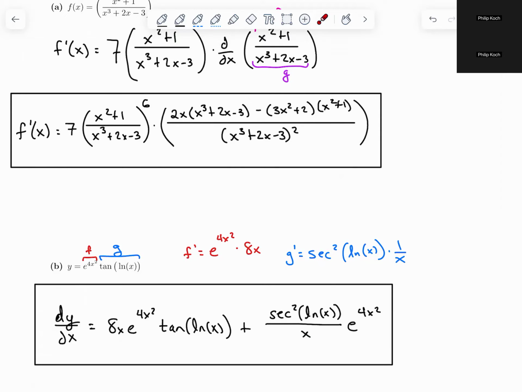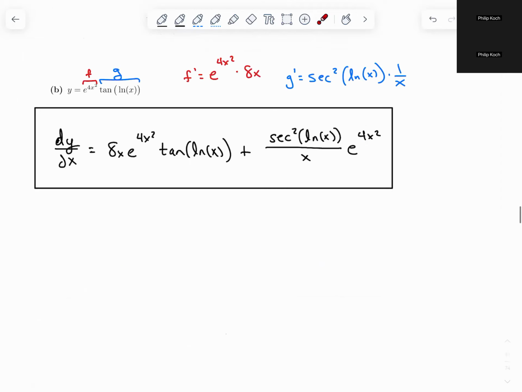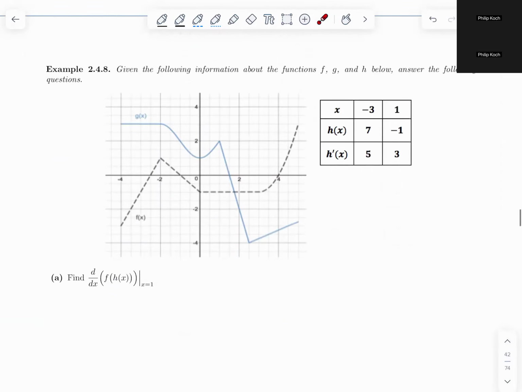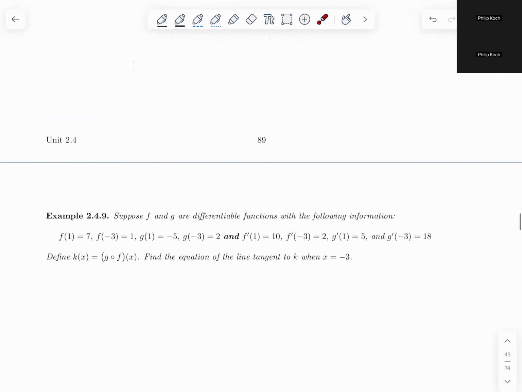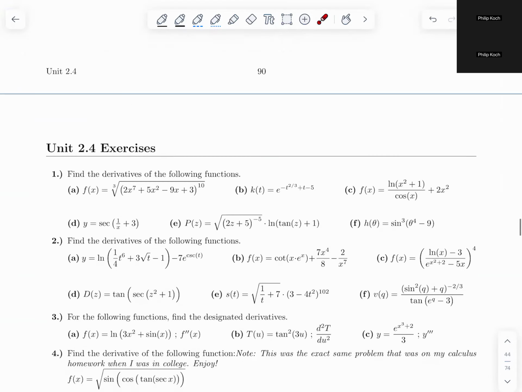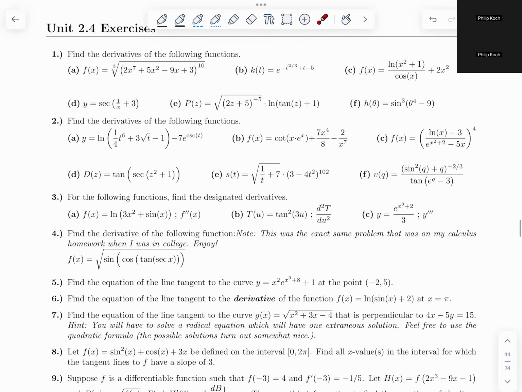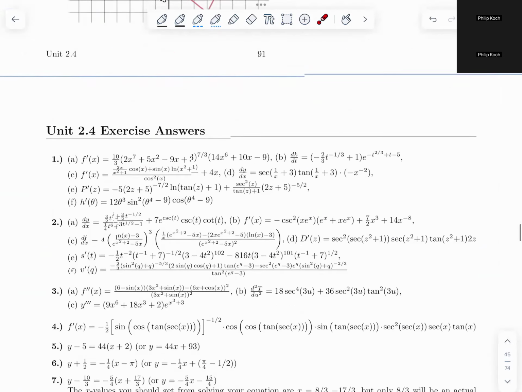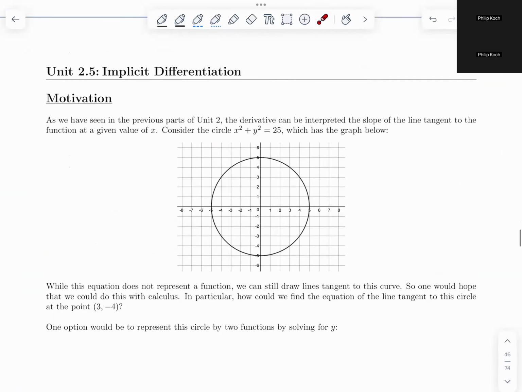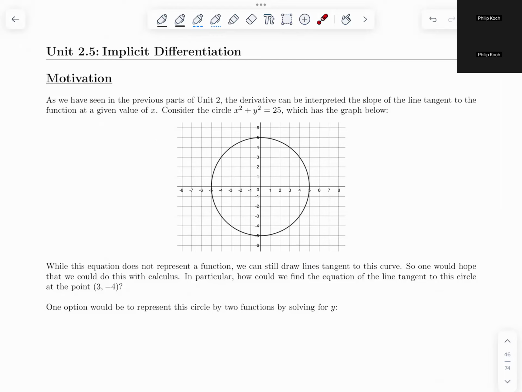We're vibing. Okay. As I said during the work time, I'll make a video on these two, this problem and the next problem, just so we can get started with implicit differentiation. But some good problems here in the exercises, very, very good. And we'll go ahead and get started on implicit differentiation.